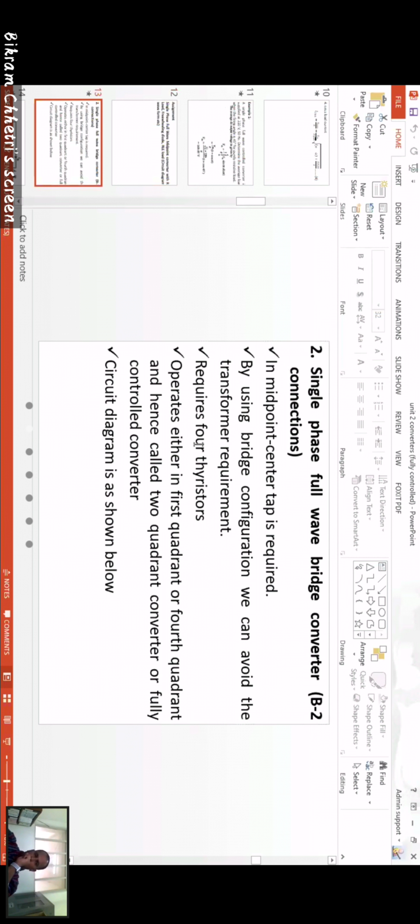You can go through the single phase full wave midpoint converter with RL load and freewheeling diode. You don't have to go for RLE load, just do RL load only, with the freewheeling diode also, because we have already done the RL load for other cases. Now the previous one was M2.